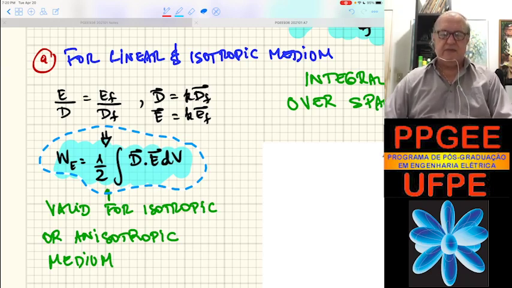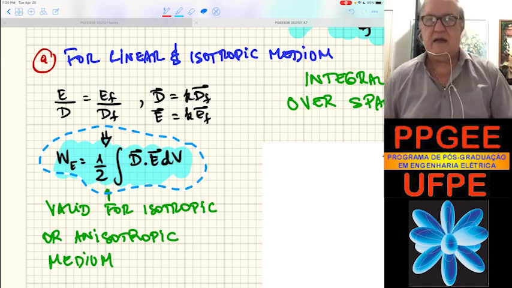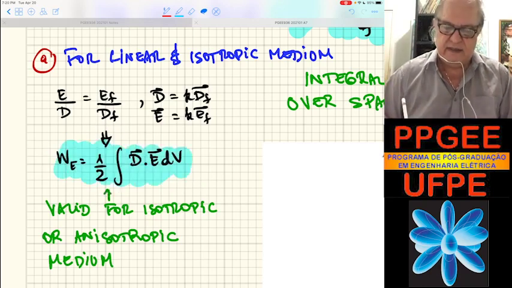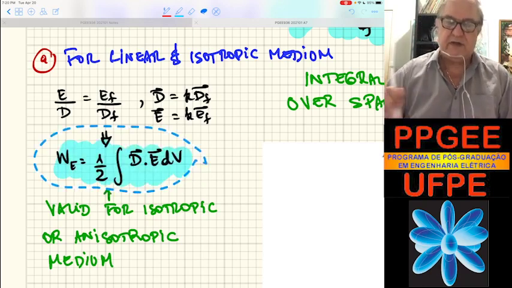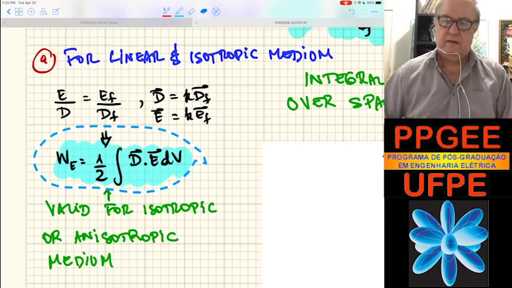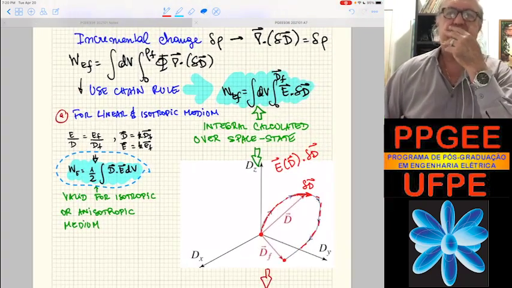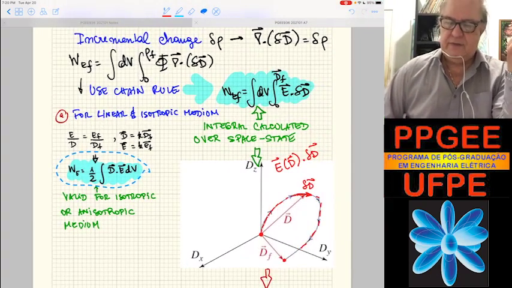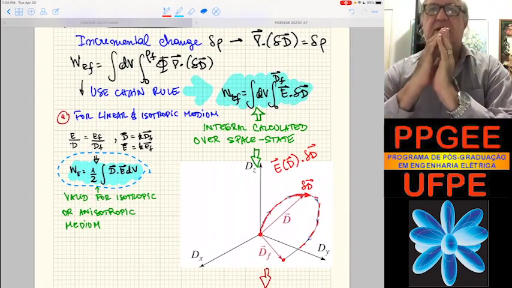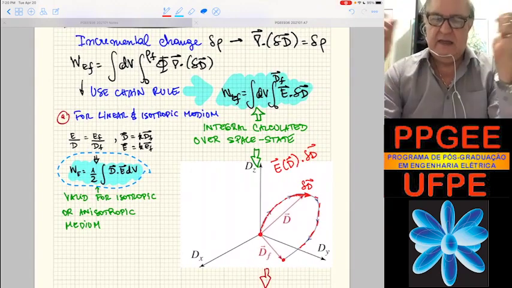You can use the same principles. Even if the system is anisotropic, it's going to have that expression. I mean, a linearly anisotropic system is going to have that final expression for energy. So we have now the energy in whatever the system is.